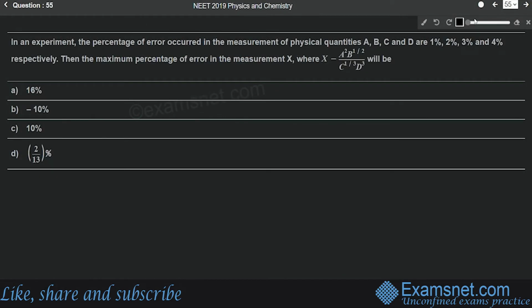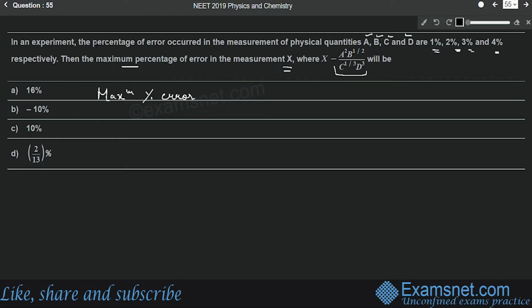Question number 55 is from the chapter Units and Measurement, and the question is: in an experiment, the percentage of error occurred in the measurement of physical quantities A, B, C and D are 1%, 2%, 3% and 4% respectively. Then the maximum percentage error in the measurement of X, where X is equal to this quantity, will be? Okay, so we have to find out the maximum percentage error, right? That will be the sum of the percentage errors of each of these quantities.